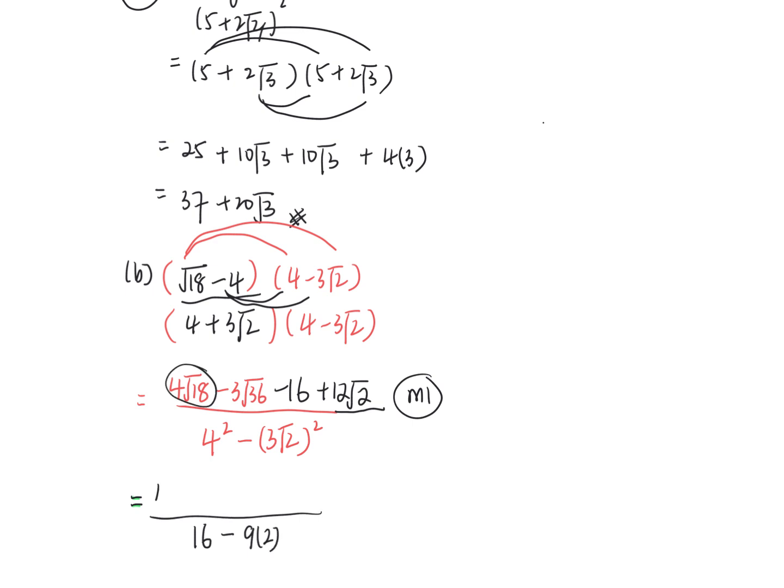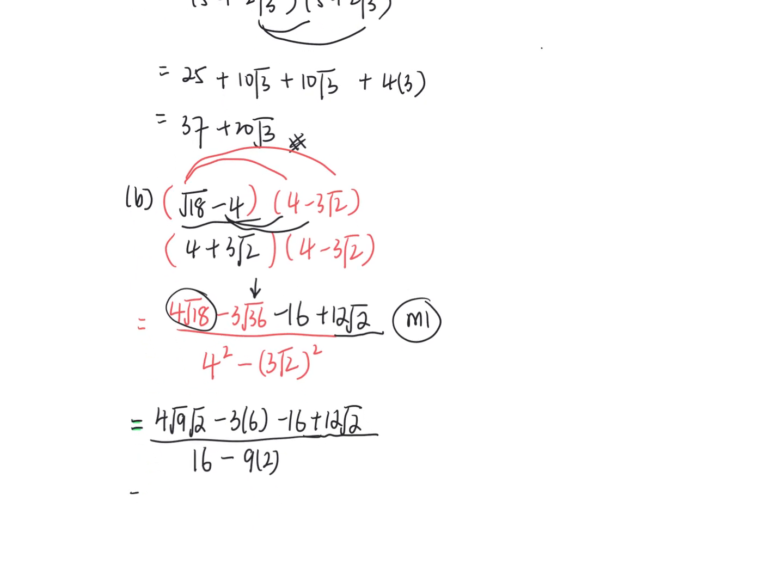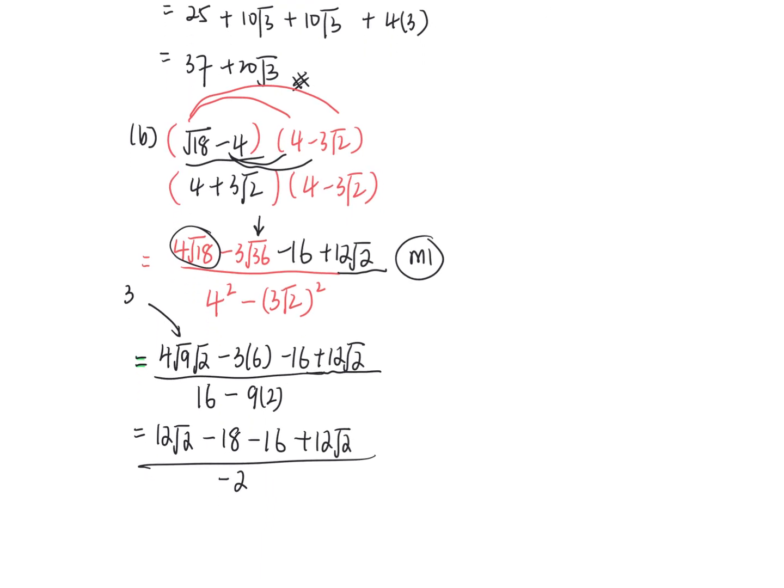This one you can split further to root 9 and root 2. Square root 36 is just 6. And then this one cannot simplify anymore. So finally, square root 9 is 3. 3 times 4 is 12. I have a 12 root 2 here, an 18, a 16, and a plus root 2. So at the bottom is a negative 2. So these two add up to 24 root 2. These two add up to negative 34.